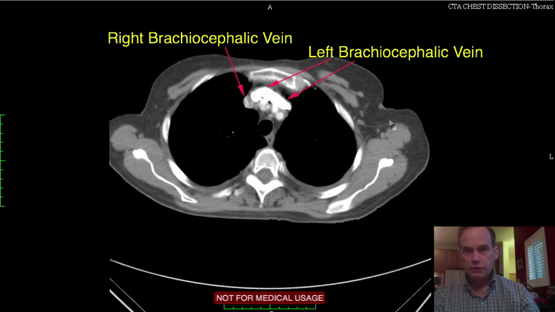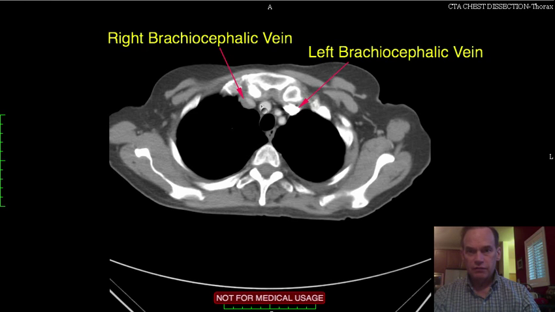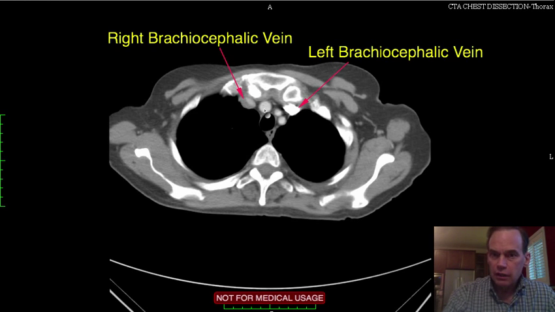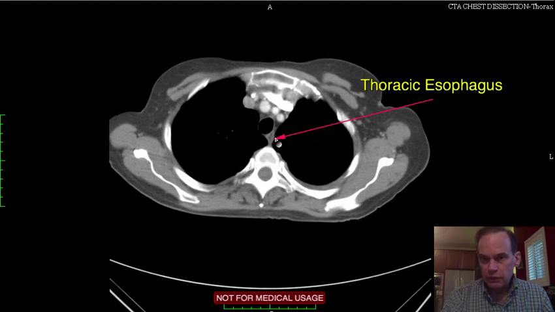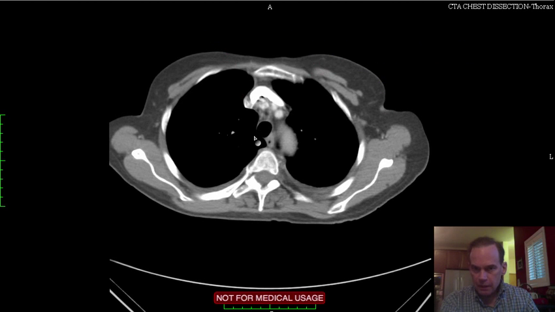So, right brachiocephalic vein, left brachiocephalic vein, and the brachiocephalic artery, of which there is only one, and therefore it does not need to be named right or left. It is the brachiocephalic artery, the left common carotid artery, and the left subclavian artery, with the trachea and the esophagus. Now you can see the left brachiocephalic vein coming over to join the right brachiocephalic vein, and that's what we're seeing here. And that will continue.